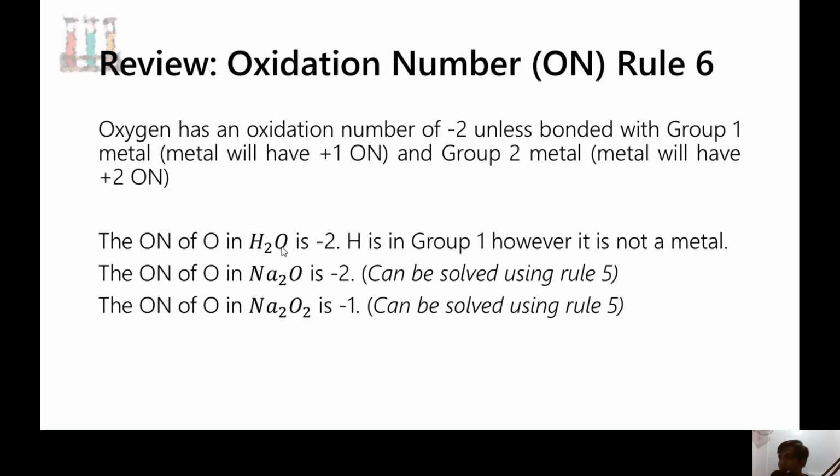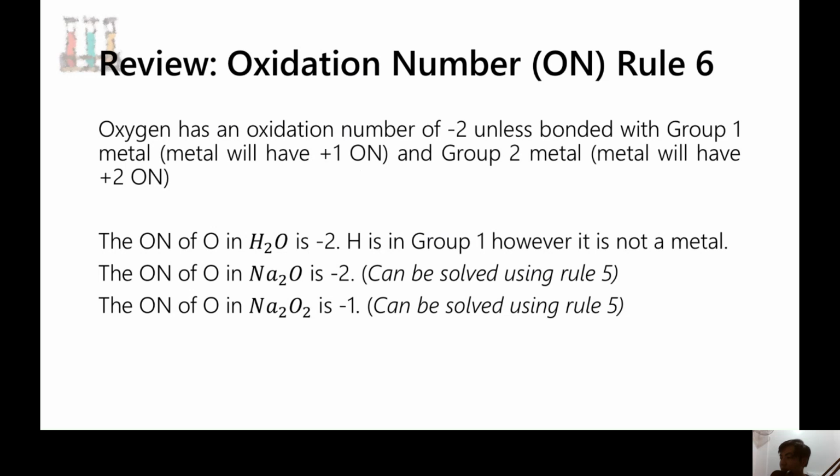For example, H2O here. Hydrogen is +1. Solving for the oxidation number of oxygen, that will be 0 equals 2 plus X. So X is -2. So -2 is the oxidation number of our oxygen atom in H2O. Hydrogen is in group 1, so it is +1 always. However, it is not a metal, so that is just a side note.